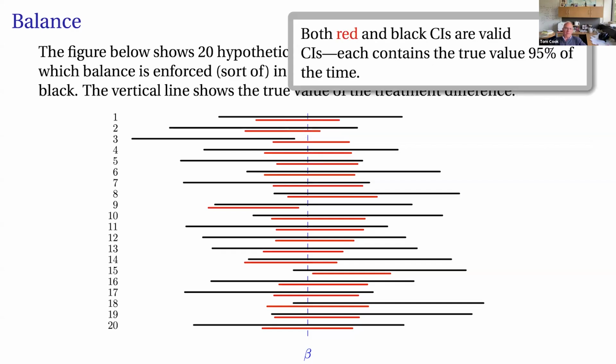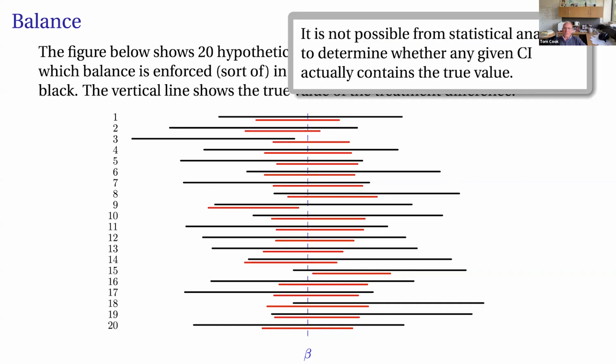But these are all valid confidence intervals. And to be valid, that means that 95% of the time, they would include the correct value. The blacks include the correct value 95% of the time. We have one that doesn't out of my 20. The reds include the correct value 95% of the time, although I actually have two that don't in this particular sample. That's just by chance or by design, I can't remember. But they're all valid. So they all constitute valid inference regarding the causal effect of the treatment. Balance gains nothing with respect to valid causal inference.